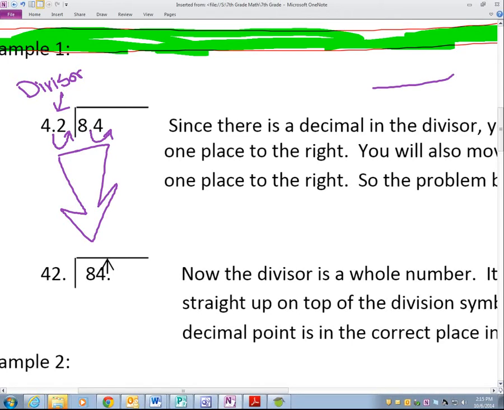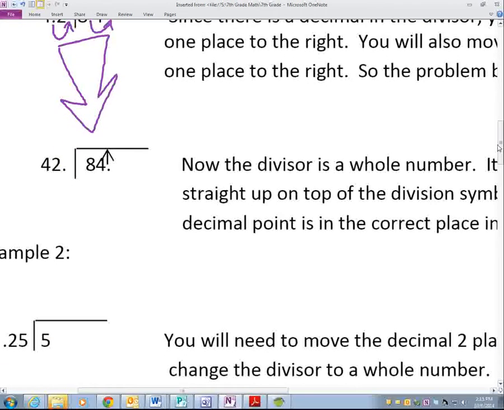You with me? Good. Now it says the divisor is a whole number. Yay! It is important to bring the decimal point straight up. So put that decimal point in there right where that arrow is pointed to, please. It is important to bring the decimal straight up to the top of the division symbol. This will make sure the decimal point is in the correct place in the answer. Okay? Then from there, we just do simple division.